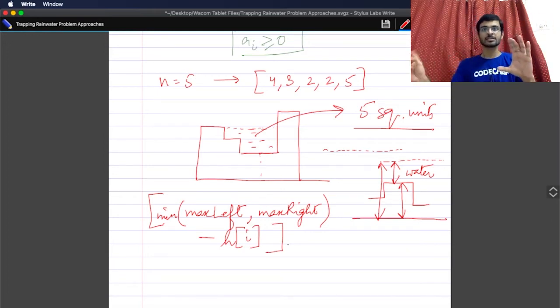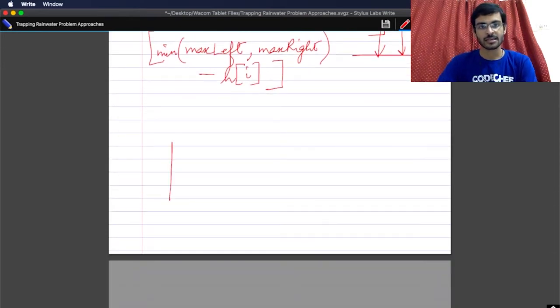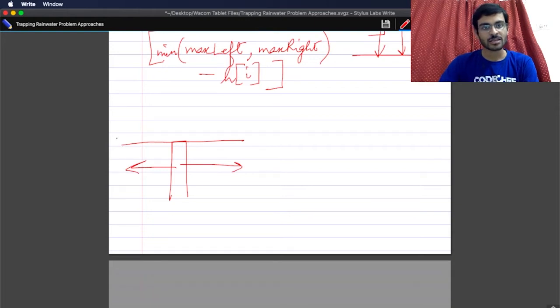In case of both the left and the right, we say something like this: if you have to make this the height of the rectangle, then go from this to the right, go from this to the left, and see up to where the heights are all greater than or equal to this height.